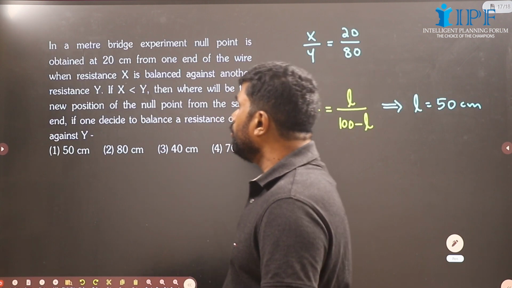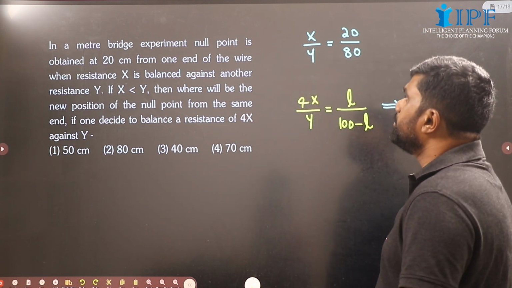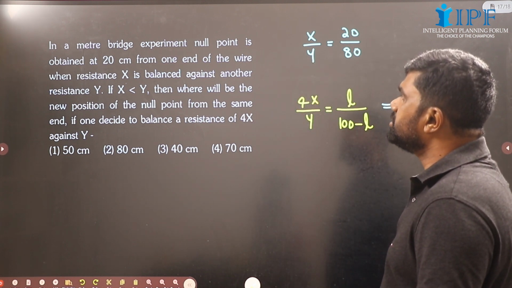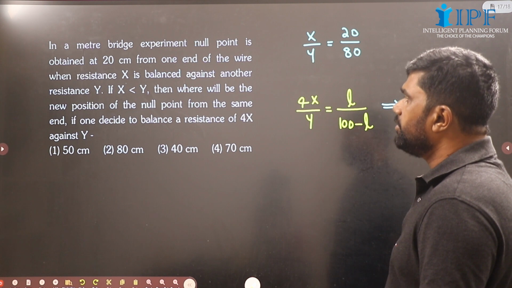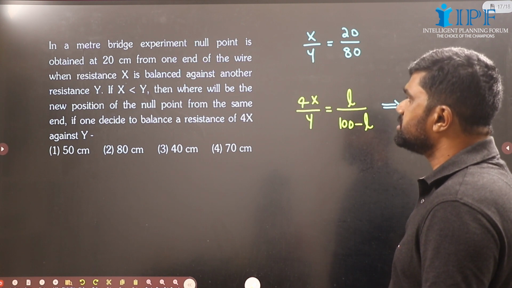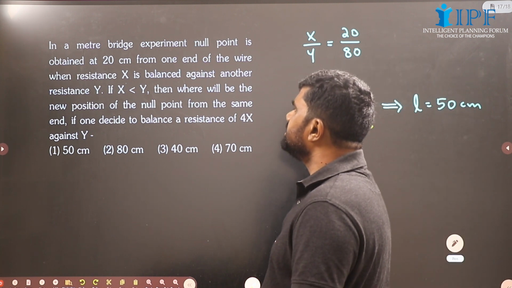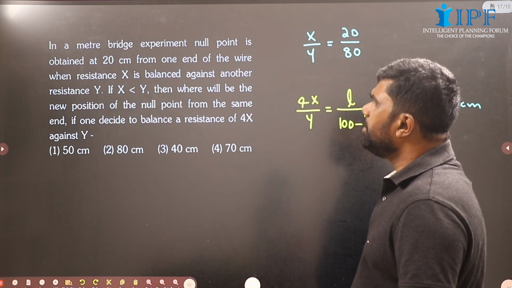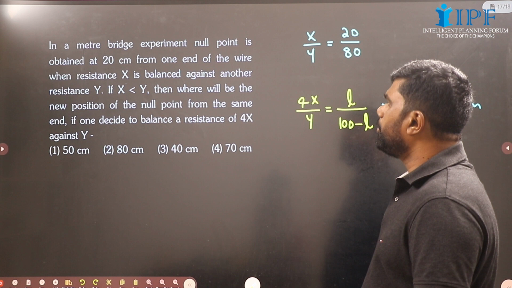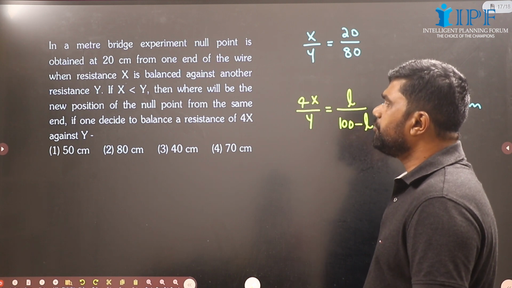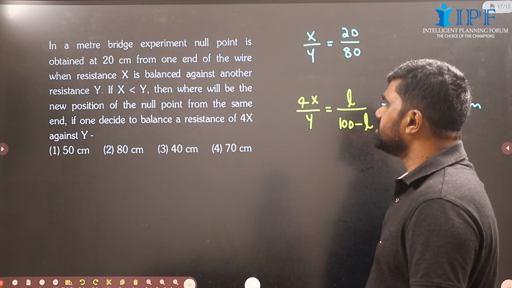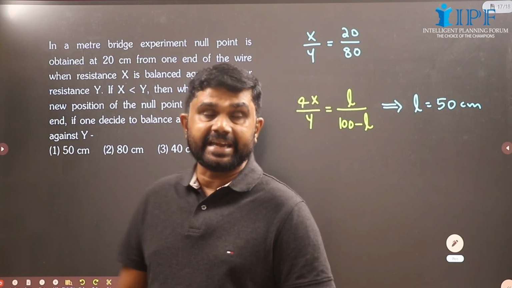Now let's see, in a meter bridge experiment, the null point is obtained at 20 centimeter from one end of the wire when resistance X is balanced against another resistance Y. Now if X is less than Y, where will be the new position of the null point from the same end if one decides to balance a resistance of 4X against Y?